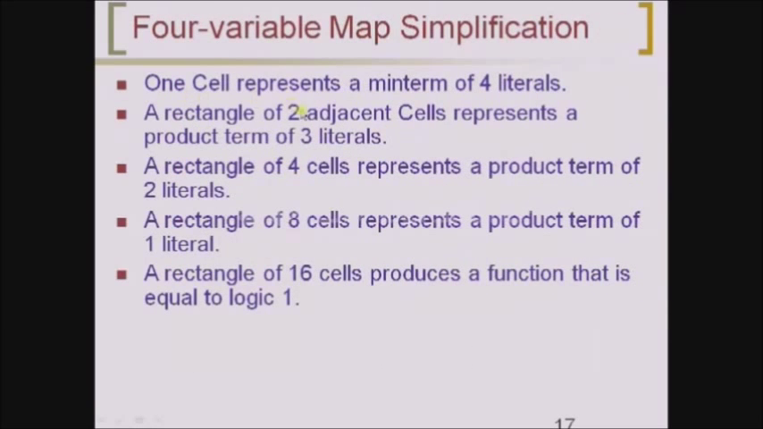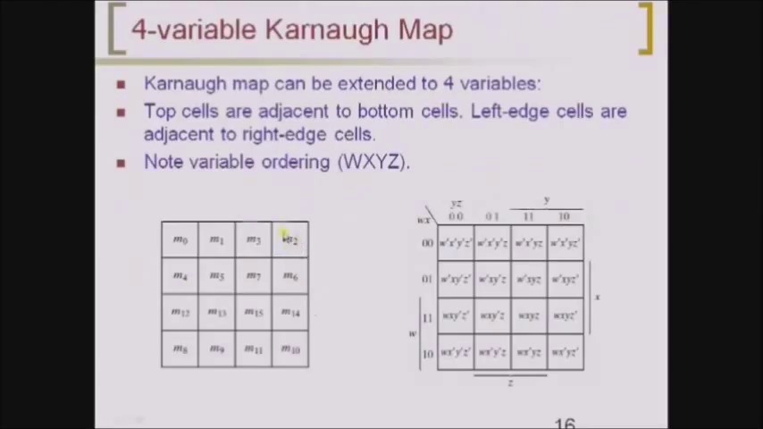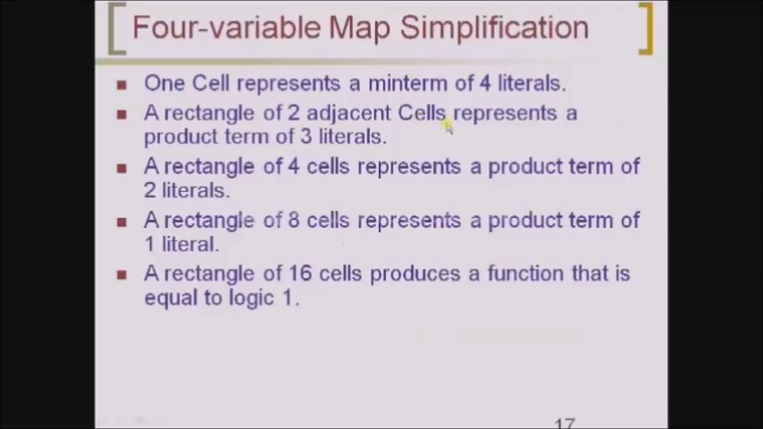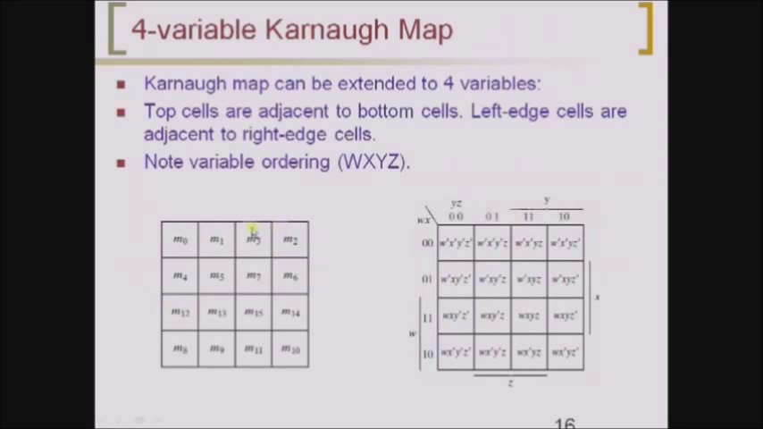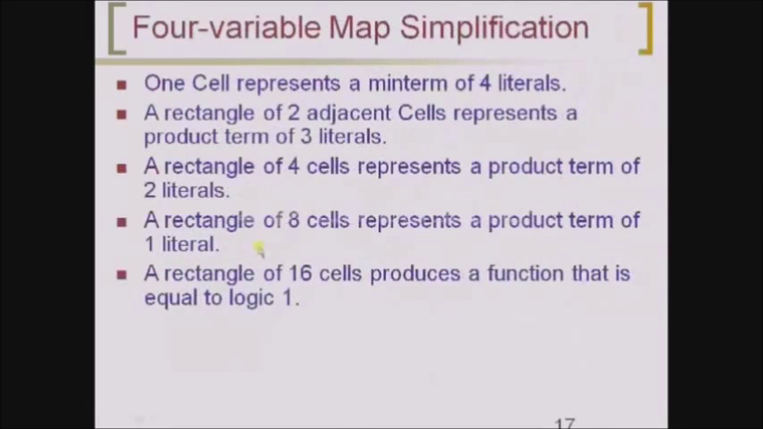One cell represents a minterm of 4 literals. So if I'm going with only one cell, then it is going to represent 4 literals in a 4 variable map. For example, if I'm only grouping this M2, then this particular cell is going to represent 4 literals, that is W, X, Y and Z. A rectangle of 2 adjacent cells represents a product term of 3 literals. So if I'm grouping 2 cells, then I'm going to get only 3 literals. A rectangle of 4 cells represents a product term of 2 literals. So if I'm going with a grouping of 4 cells, then I'm going to get only 2 literals.